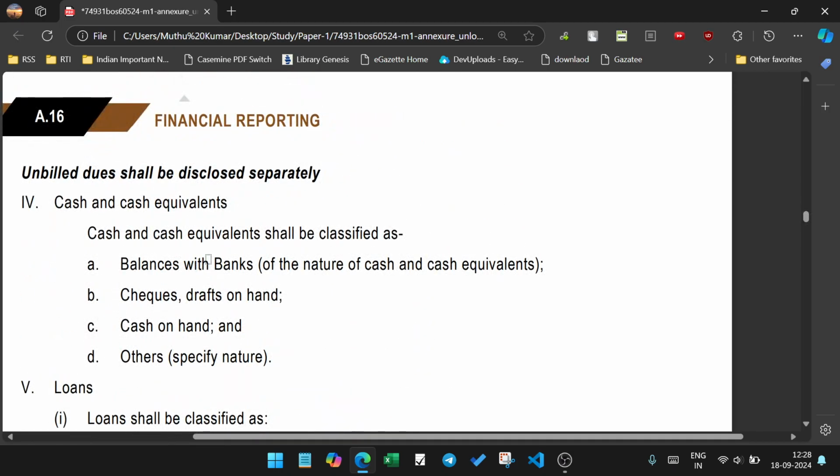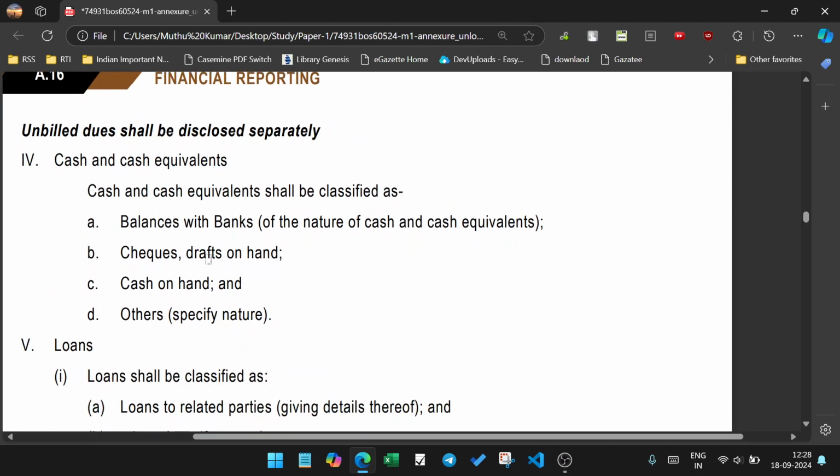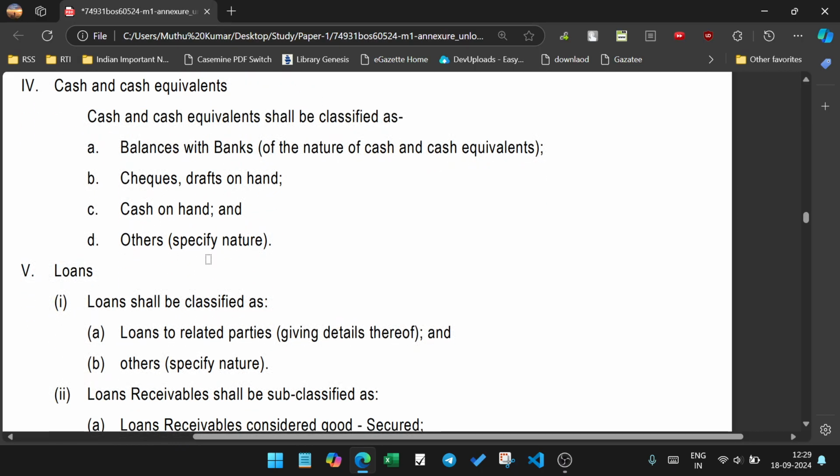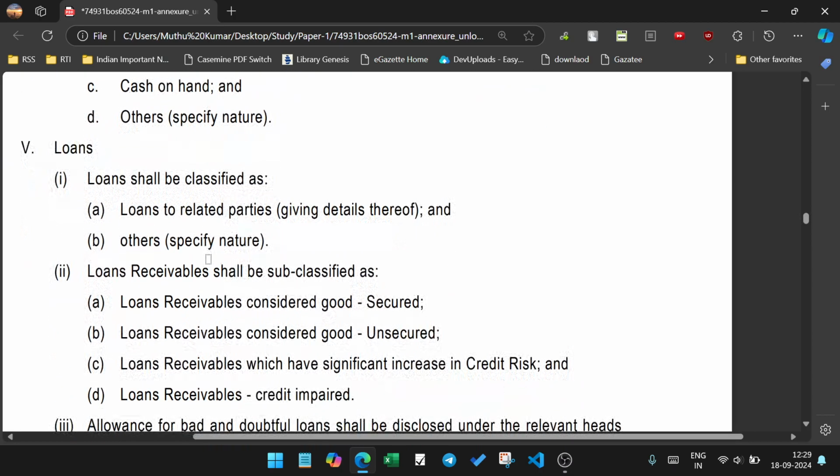Cash and cash equivalents. Cash and cash equivalents shall be classified as balances with banks, cheques, drafts in hand, cash in hand, and others. Then the loans, other specific nature of loans.